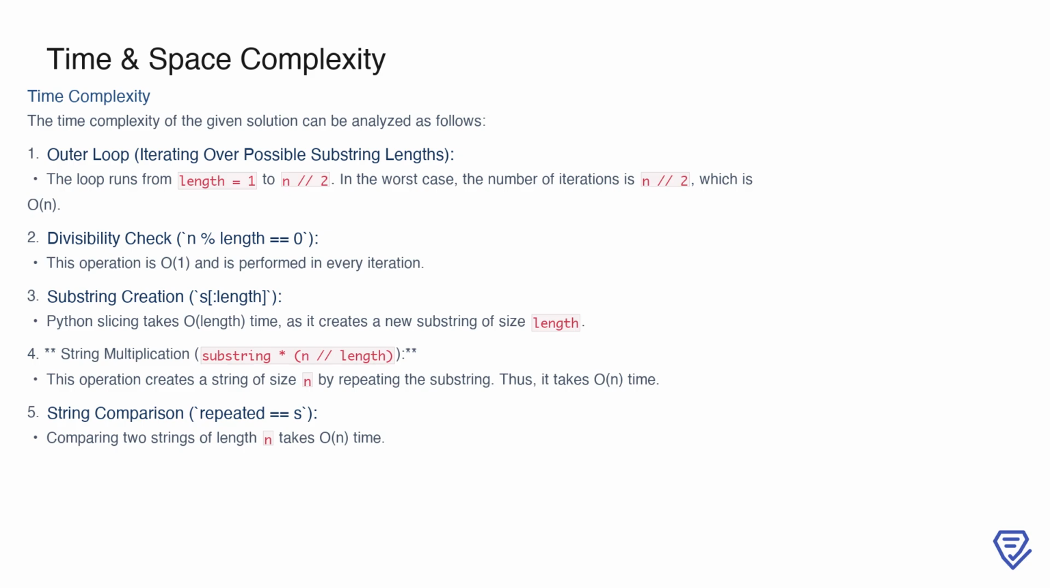Next, creating a substring using slicing, s[:length], takes O(length) time since it generates a new substring of that size. Then, we have string multiplication, where we repeat the substring enough times to match the length of the original string. This process takes O(n) time because the resulting string is proportional to the size of the input string, s. Finally, the comparison of the repeated string to the original string also takes O(n) time, as it involves comparing two strings of the same length. These steps form the building blocks of our time complexity analysis.